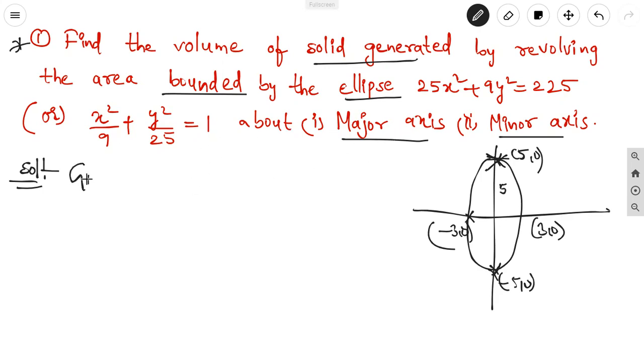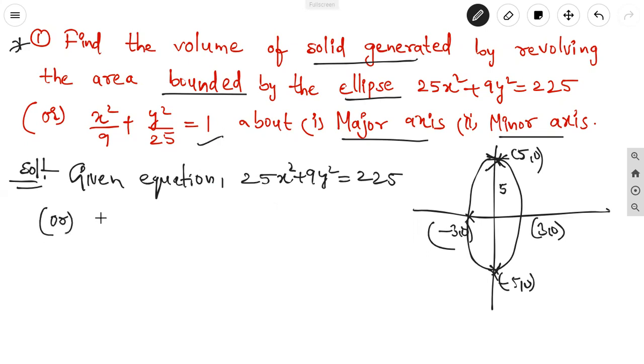Okay, here first we find the volume about the major axis. First we write the given equation. The given equation of the ellipse is 25x² + 9y² = 225. Dividing the whole equation by 225, 25 ones are 25, 9 ones are 9, 25 nines are 225, we get x²/9 + y²/25 = 1. This is our equation.